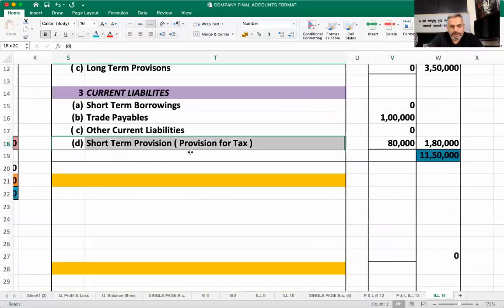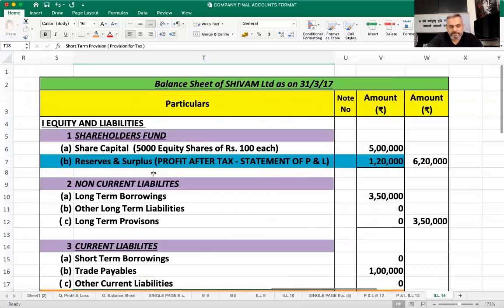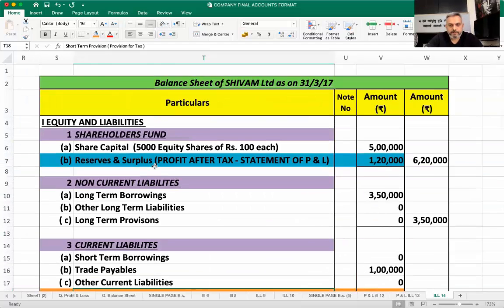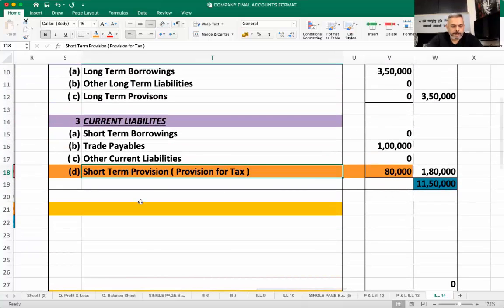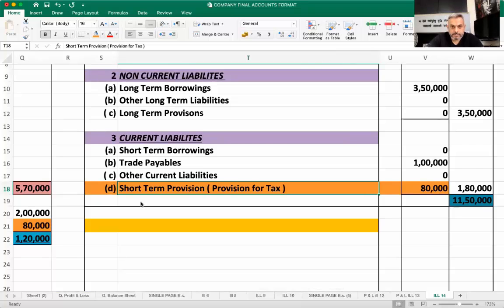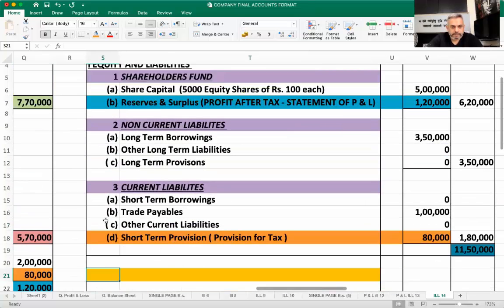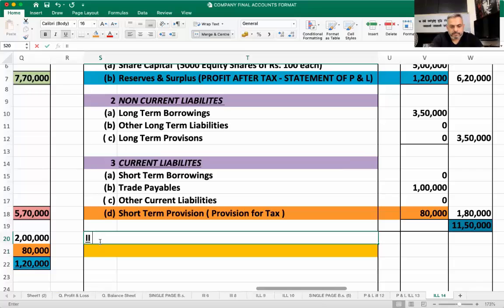So now I'll highlight this provision for tax, so we know from where we got it. Provision for tax and profit after tax as a part of reserves and surplus. So done. Then next one, assets.